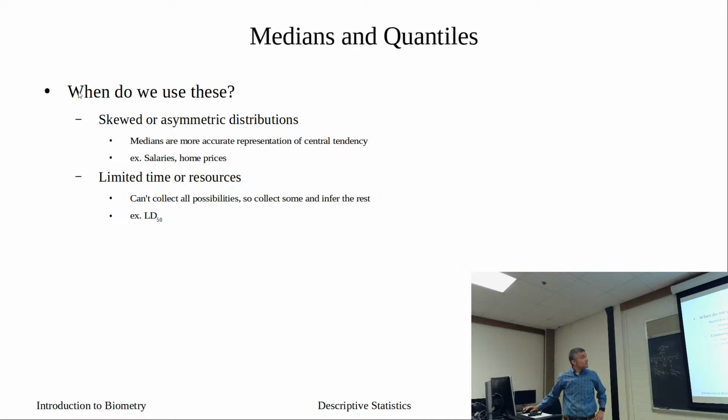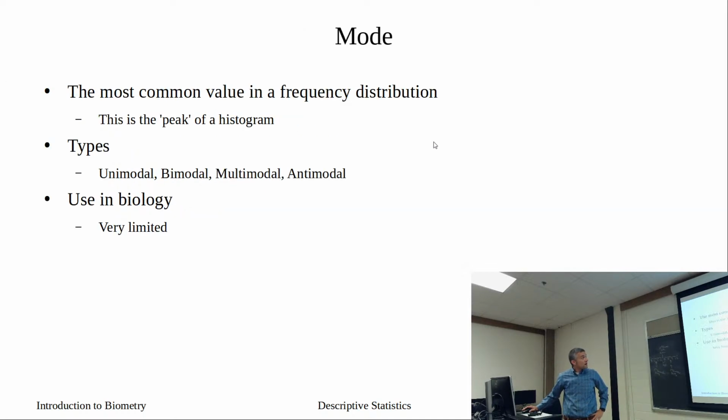Questions? All right, so we'll end with mode because we hardly ever use it. It is just the most common value. That's all it is. You've probably learned it in grade school. My daughter learned it in fourth grade. It's going to be the peak of our histogram. The only time we see it in biology is if you're looking at, let's see, most common colors, most common phenotypes. That's about the only time you report it.